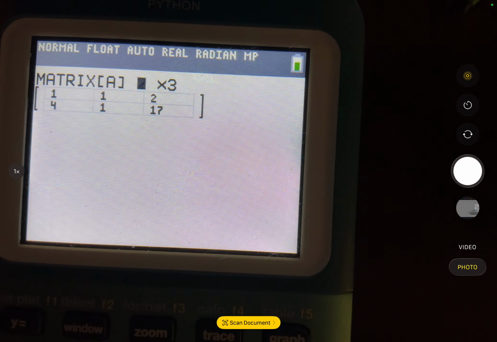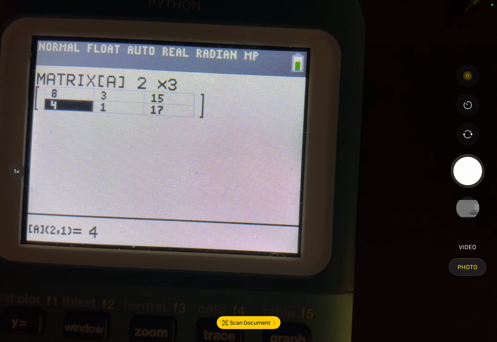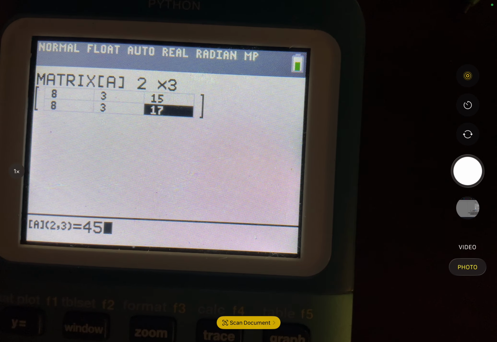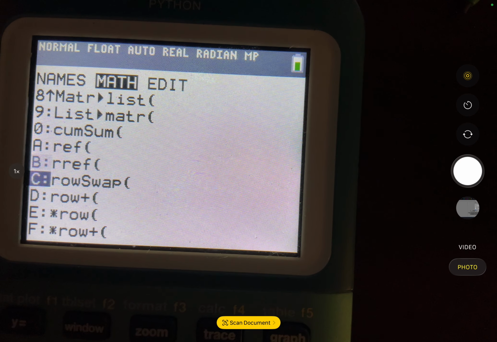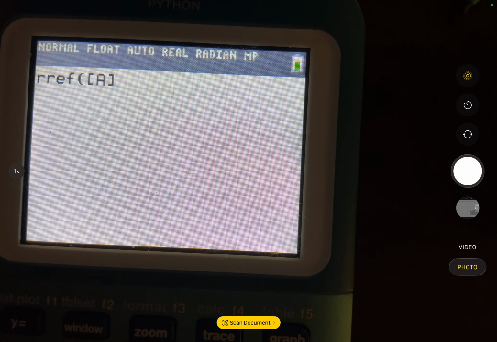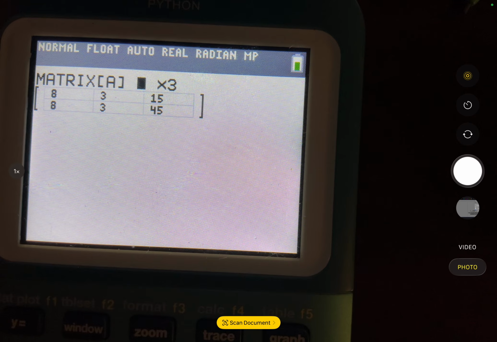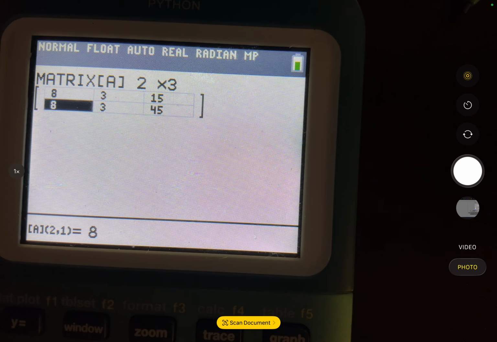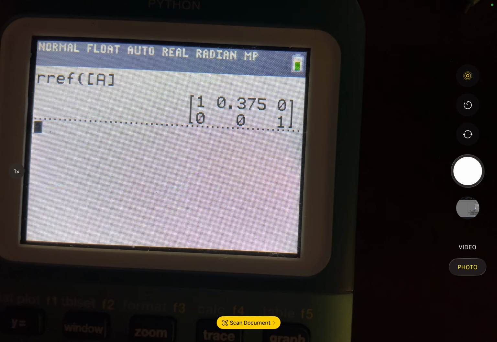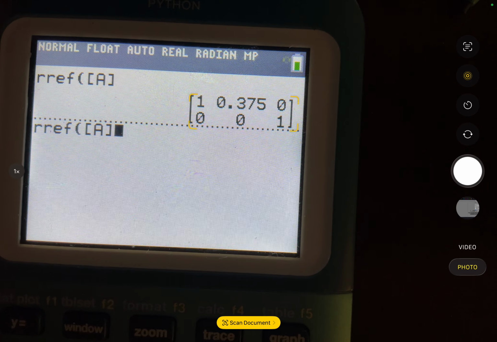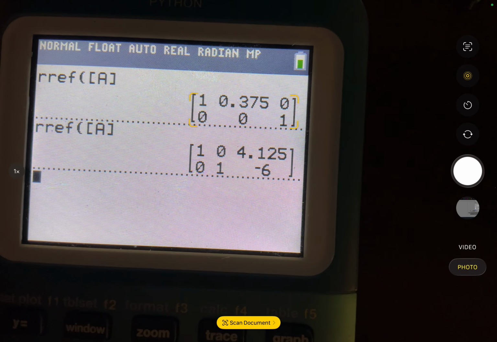Second matrix. It is 8, 3, 15. And then 8, 3, 45. Don't forget about second quit. Then rref. The first one gives me 0, 0, 1. But just so you see what a wrong answer would look like, the second one has a -3 and a 51. This answer choice D would give me 0, 1, -6. Okay? Yeah, it's wrong. So your answer is C.